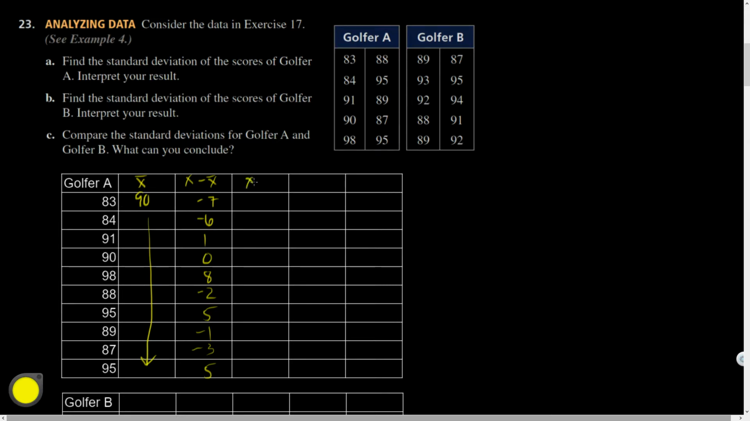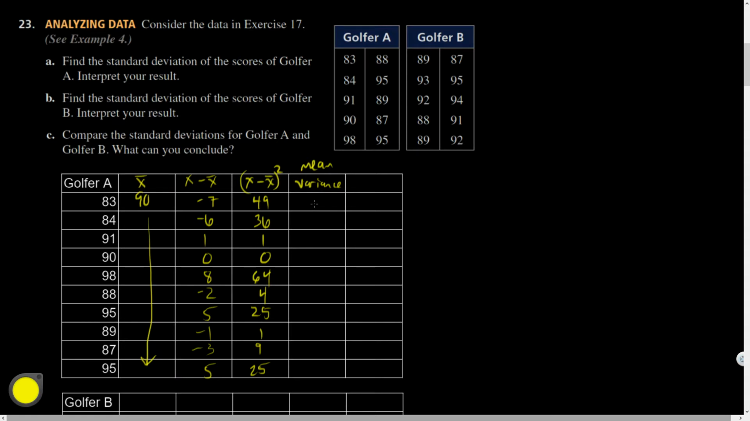Next thing I do is I square those, right? -7 squared, 49, 36, 1, 0. All right, so I'm just squaring these numbers. Remember that a negative number all squared will end up being positive. 1, 9, 25. And then we found the variance. You could call it, right, it's just finding the mean again, except this time I'm finding the mean of this list.